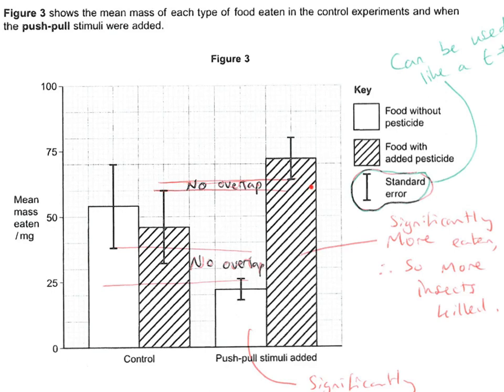So we've got significantly more food with pesticides being eaten, and significantly less food without pesticide being eaten, because the bottom of that bar and the top of that bar do not overlap. So if there's significantly more of this food being eaten, that would result in significantly more insect deaths, because significantly more insects are eating the pesticide. So this means it's easier to control the insects.